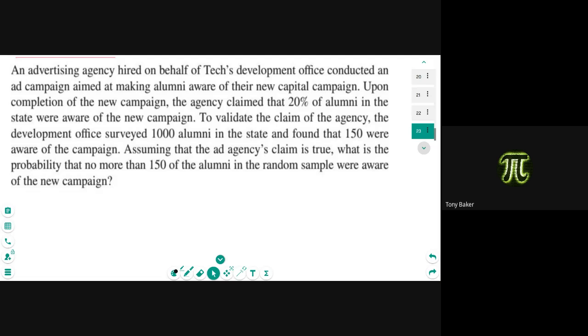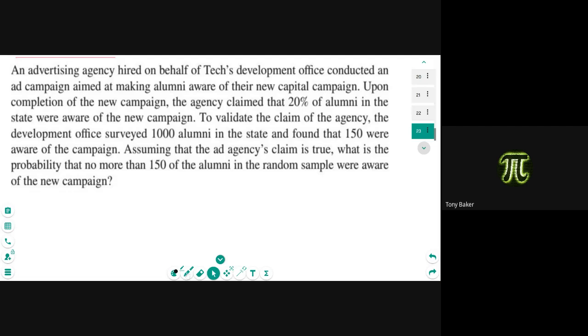The agency claimed that 20% of alumni in the state were aware of the new campaign. So aware or not aware, right? So we're looking at what kind of distribution? Binomial, because it's only two options. So we can start to narrow down what we're looking at. If we're looking at a binomial distribution, we need two pieces of information, correct? We need N and we need P. If I get those two things, I can figure out a lot of stuff after that point.